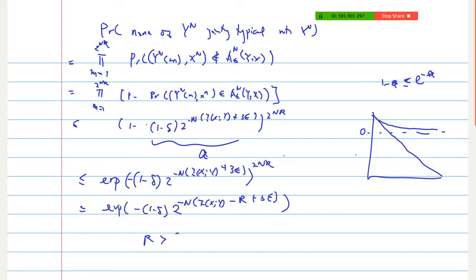And then again, if we have R bigger than I(X;Y) plus 3 epsilon, then this exponent will be positive and this whole term will be negative in the exponential. So the probability goes to zero.